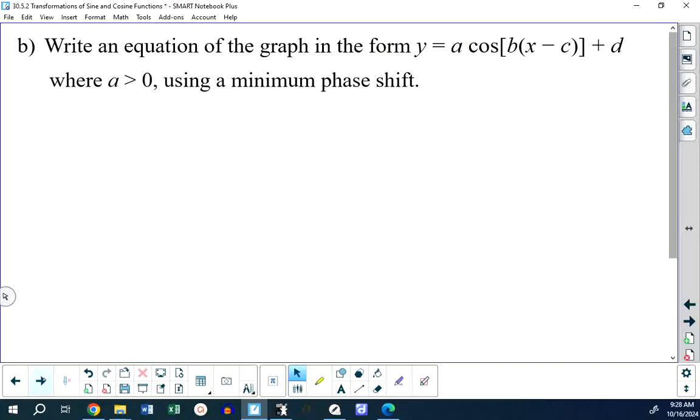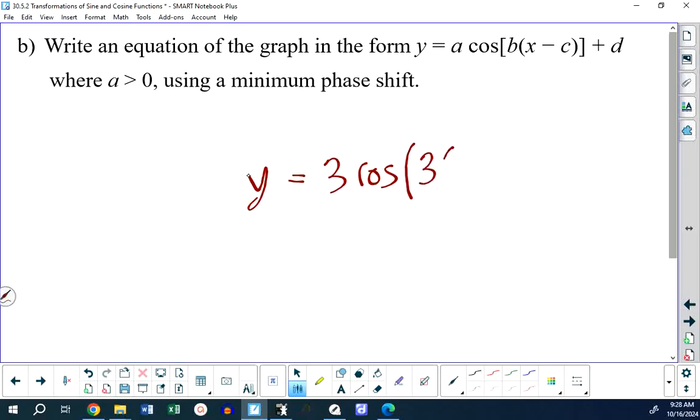The nice thing about b is it's almost done. We know that it's still going to be a parameter of 3 for a. It's going to be cosine this time. It's still a parameter of 3 for b. It's going to be x minus c, end bracket, plus 1. All of these parameters, a, b, and d, do not change. The period is still 2 pi over 3, so we need b to be 3. The amplitude is still 3, we need a to be 3. The vertical displacement is still 1, so we need d to be 1.